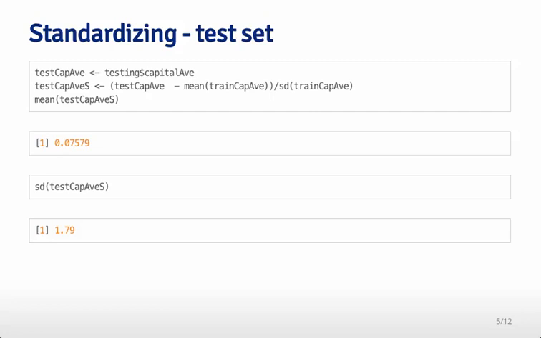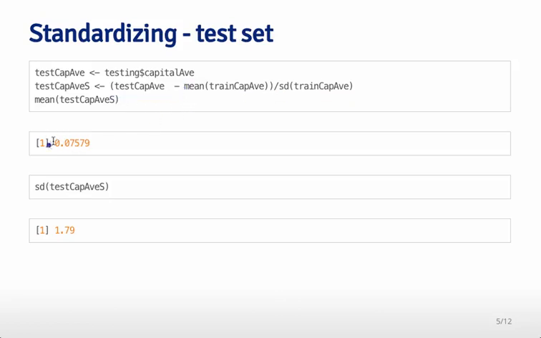One thing to keep in mind is, again, when we apply a prediction algorithm to the test set, we have to be aware that we can only use parameters that we estimated in the training set. In other words, when we apply the same standardization to the test set, we have to use the mean from the training set and the standard deviation from the training set to standardize the testing set values.